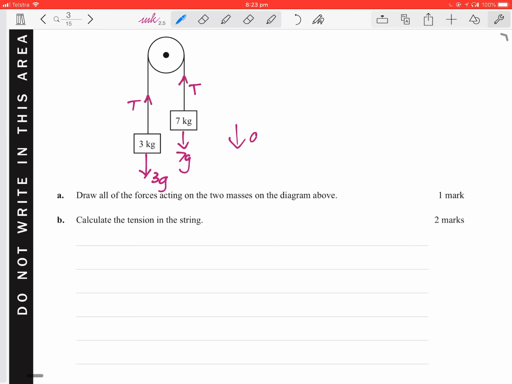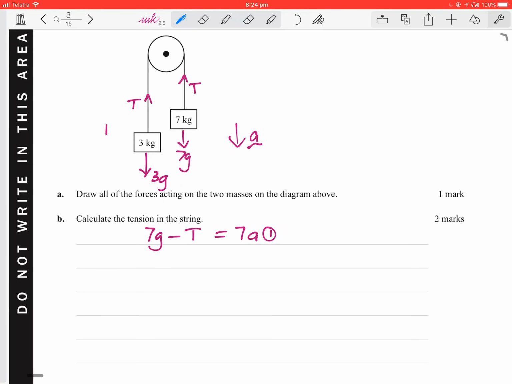Okay, calculate the acceleration. The 7 kilogram mass is heavier than the 3, so it's going to be accelerating downwards. There are no other forces, so we have 7g minus T as our resultant force, which equals mass times acceleration, so 7a. That's equation 1. On the other side, going upwards, T minus 3g equals 3a. That's equation 2.